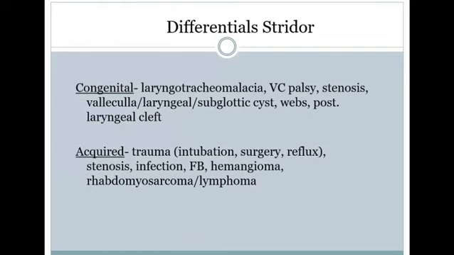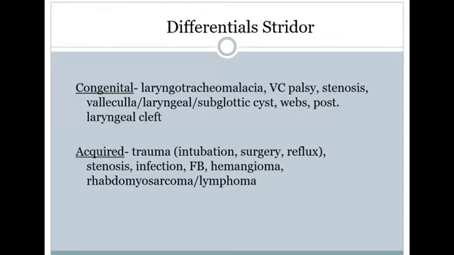So let's talk about a few differential diagnoses. This will make your life easier if you know them. Management of stridor can be very stressful, especially to those inexperienced ones. You tend to forget things, you tend to mess up with things. So if you know the differential diagnosis, it'll make your management a bit more structured.